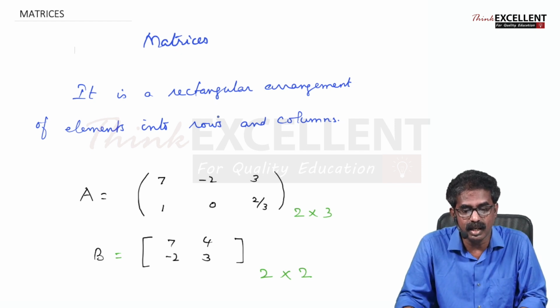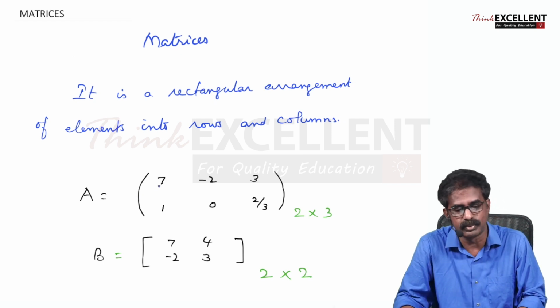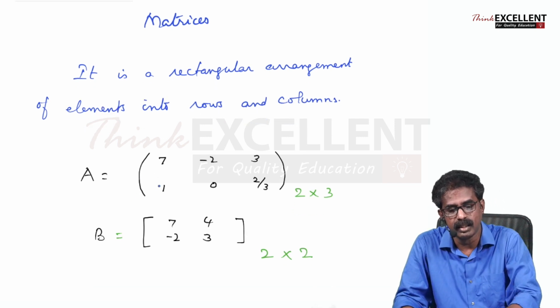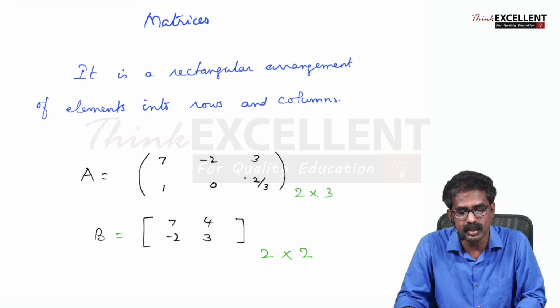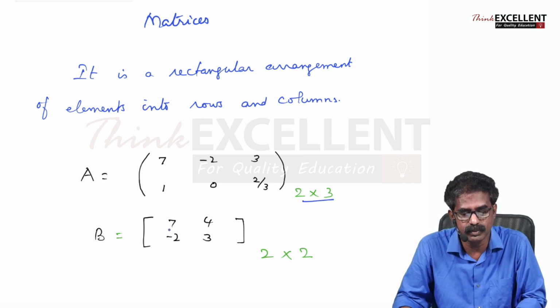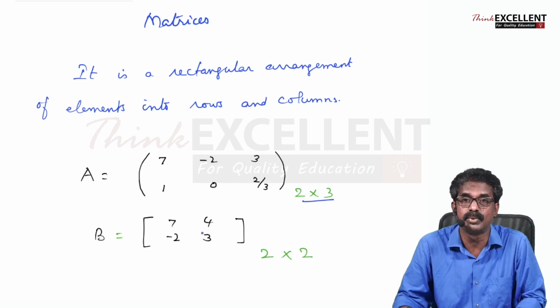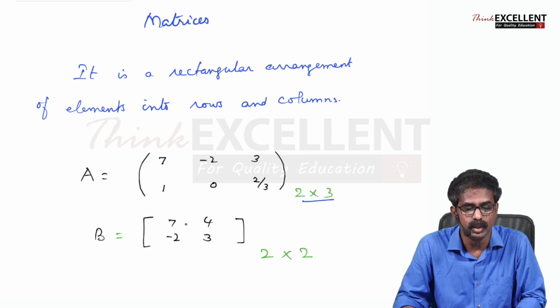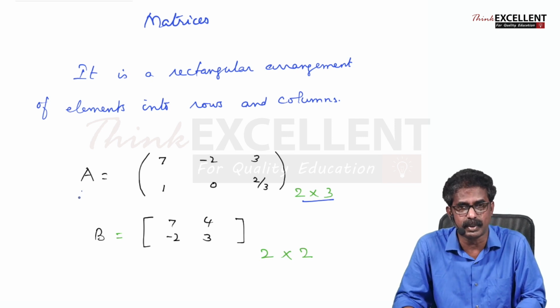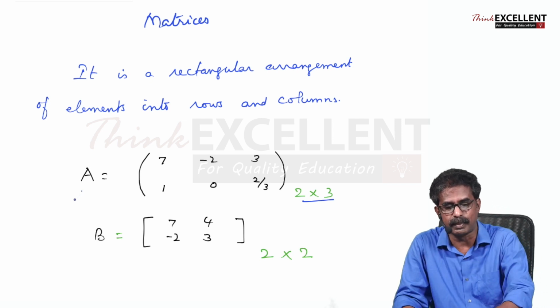Then how to find order of a matrix? You count the number of rows and number of columns. So here I have given an example A. There are 2 rows and 3 columns. So the order is what? 2 by 3. B is another matrix. There are 2 rows and 2 columns. So the order is 2 by 2. So matrix we denote using capital letter, like set. Set also we use capital letter. So matrix also we use capital letter.